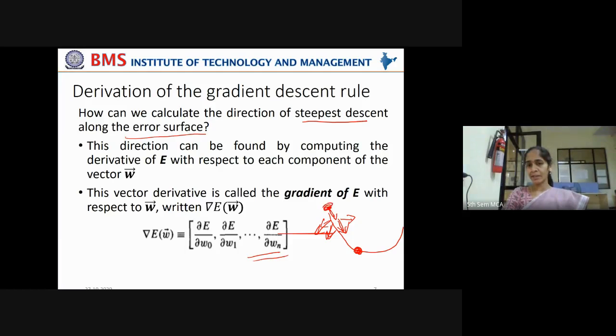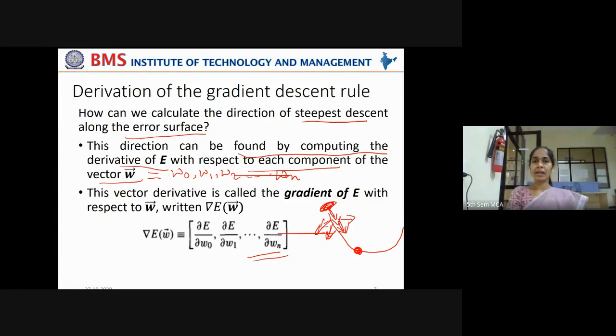Now the algorithm started here in this way. Now it will check in which direction, if it goes, it will get the smallest prediction error. So how is that calculated? This steepest descent direction can be found by computing the derivative of the error measure E with respect to each component of the vector W bar. What are the components of W bar? W0, W1, W2, and so on up to Wn, right? You know that a vector is a combination of various elements.